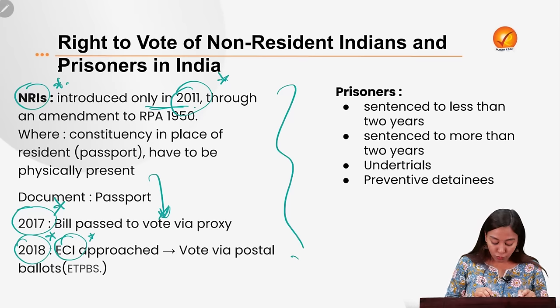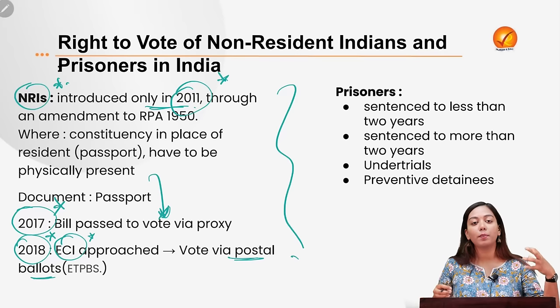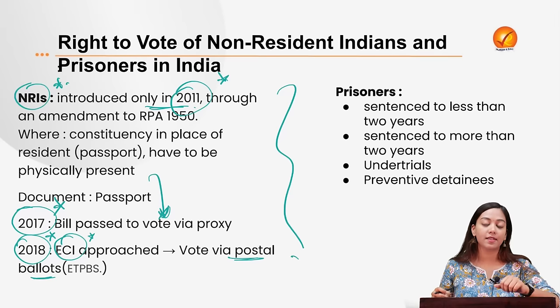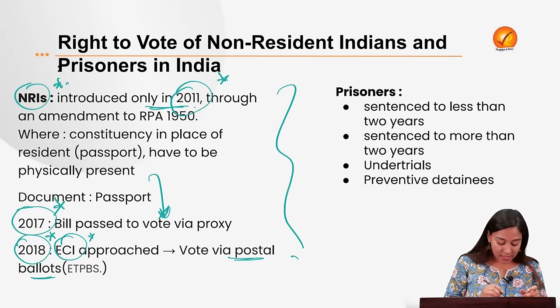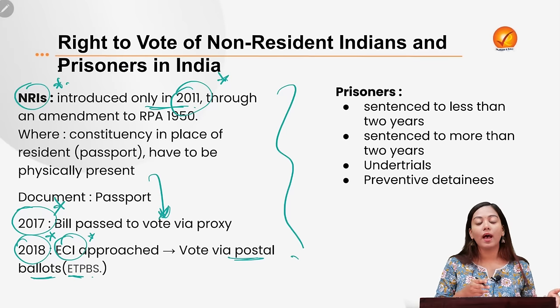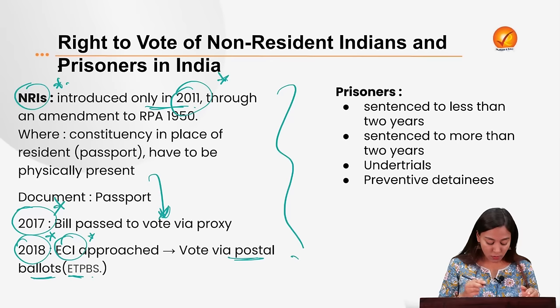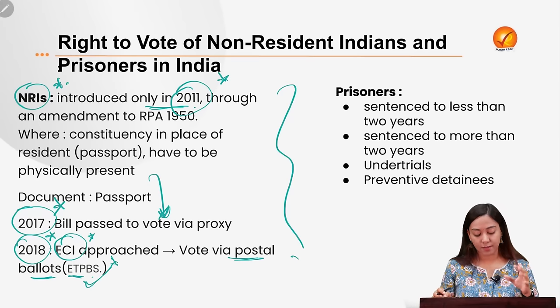This was to vote via postal ballots. Postal ballots are a similar method through which armed personnel who are posted somewhere other than India, or in some other areas which are not very accessible, are made to vote via an electronic machine. This is known as the electronically transferable postal ballot system. So now NRIs can also vote without having to travel back to India. This is via ETPBS, the electronically transferable postal ballot system.